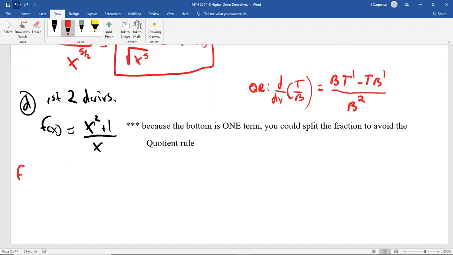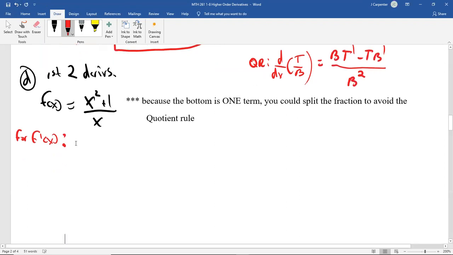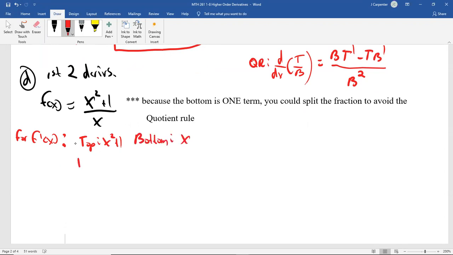Oh, and let me actually write out what the top and the bottom are. So for f prime of x, for finding the first derivative, the top is x squared plus 1, and the bottom is x. The derivative of the top would be 2x. Bring the 2 down, decrease its exponent. For the derivative of the 1, it's nothing. For the derivative of the bottom, the derivative of x is 1 because there's a 1 in front. That's the slope. Special case of the power rule. So those are the 4 things we need to put into that formula there.